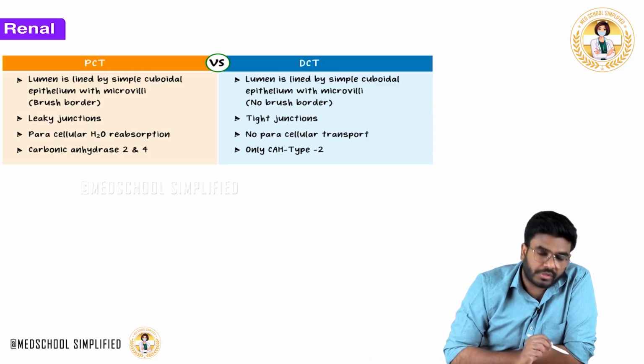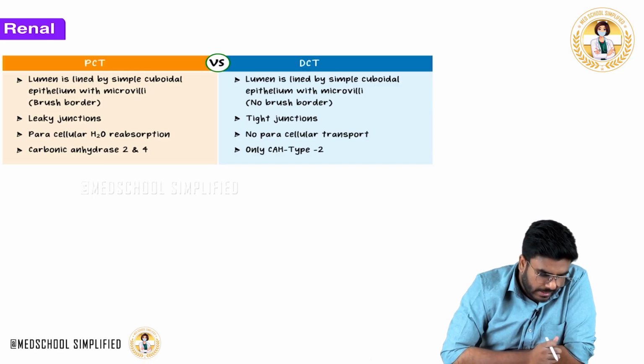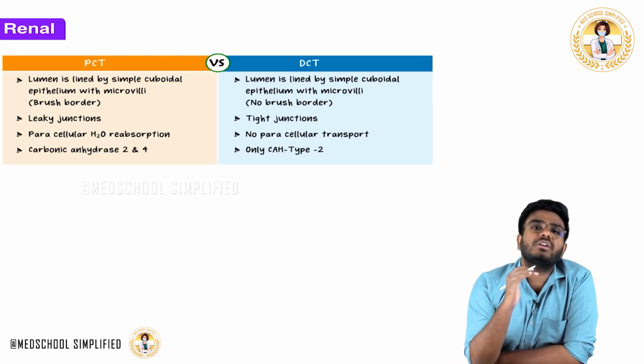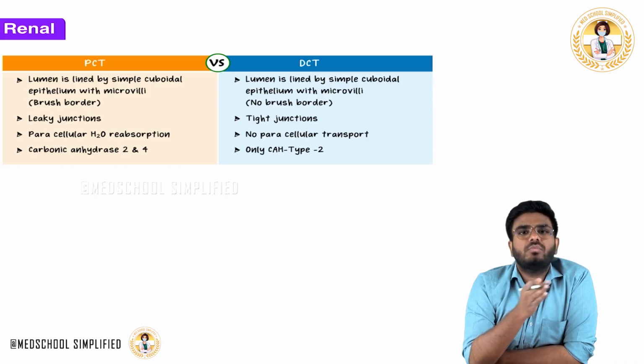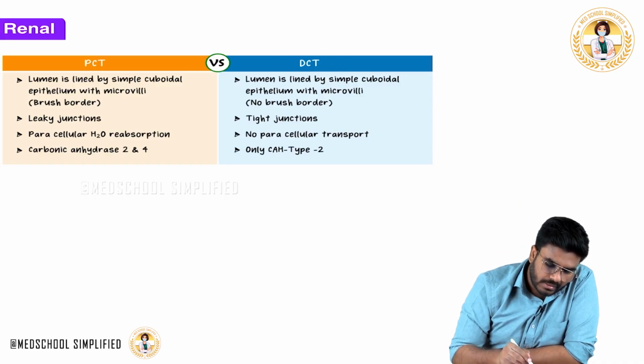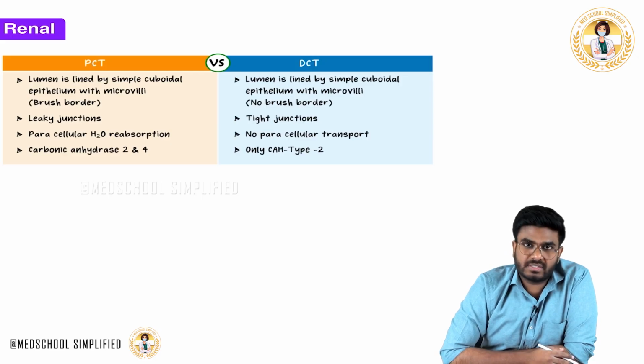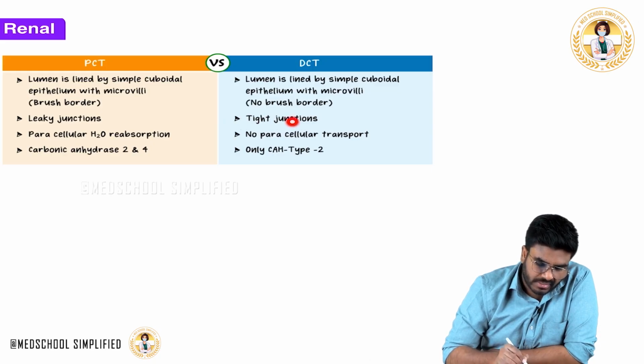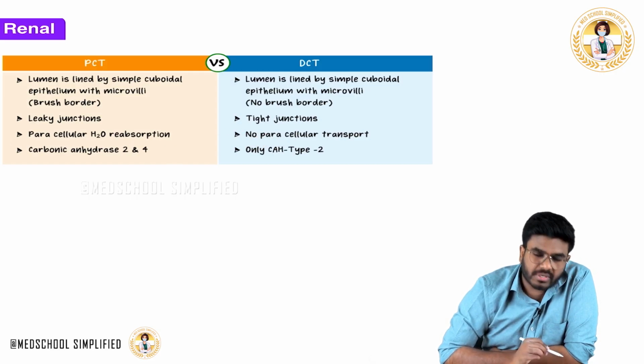Now in the proximal convoluted tubule, in between the cells there are gaps, so leaky junctions are present, through which water is reabsorbed. This is called the paracellular route of water reabsorption, possible in the PCT. Why? Because in between the cells some small gaps are there, so water is reabsorbed. But in the DCT, there are no gaps between the cells, so we call them tight junctions. Tight junctions are seen in the distal convoluted tubule. As no gaps are there, there is no paracellular water transport, but paracellular water reabsorption happens in the PCT.